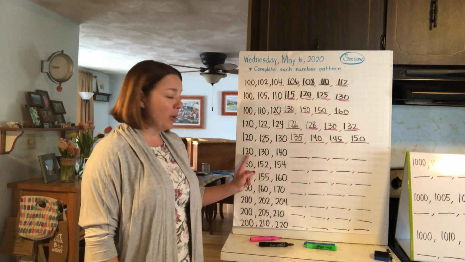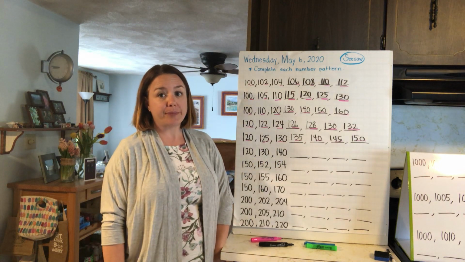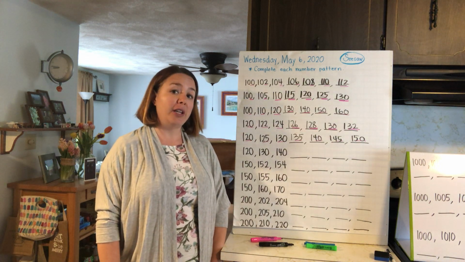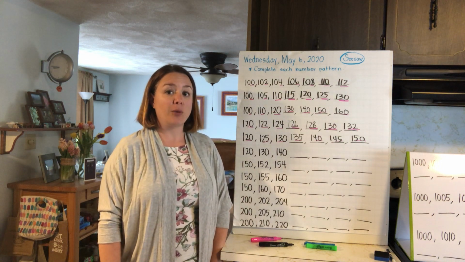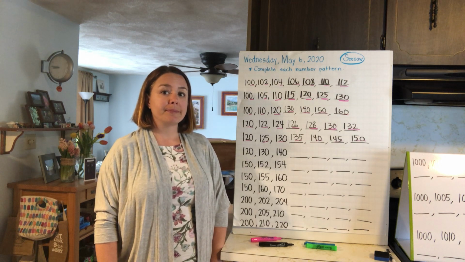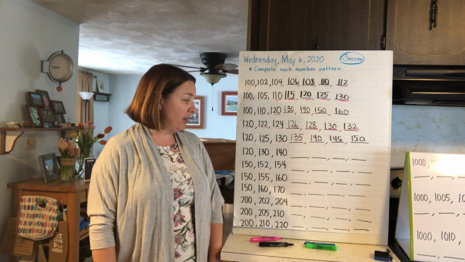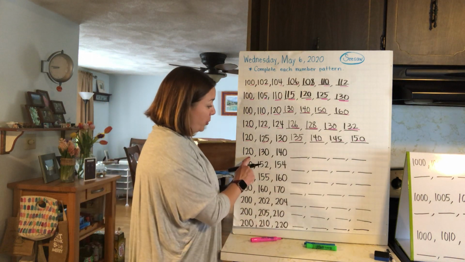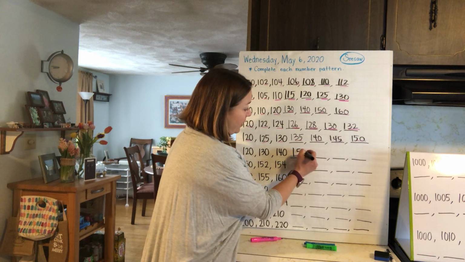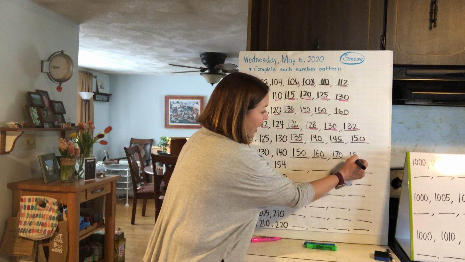Here's the new pattern. 120, 130, 140. What comes next in my pattern? Write the next four numbers. In this pattern, I'm counting by tens. 120, 130, 140, 150, 160, 170, 180.